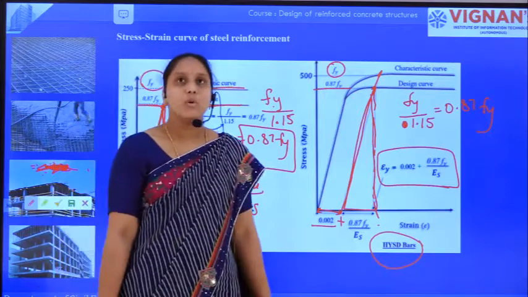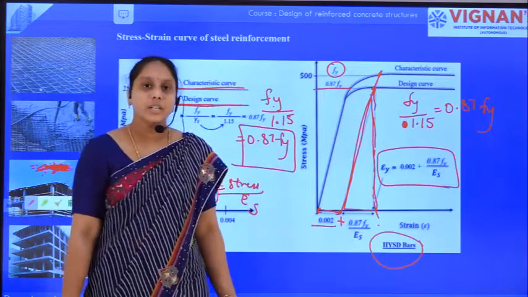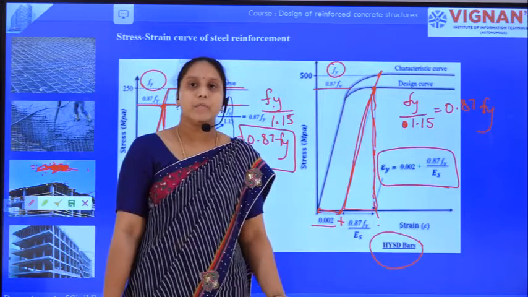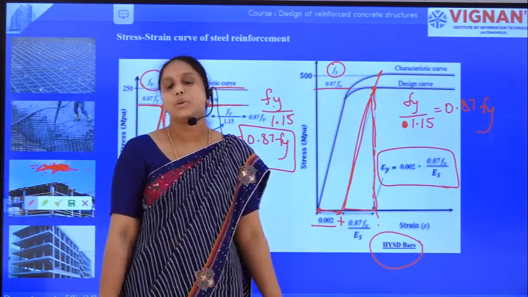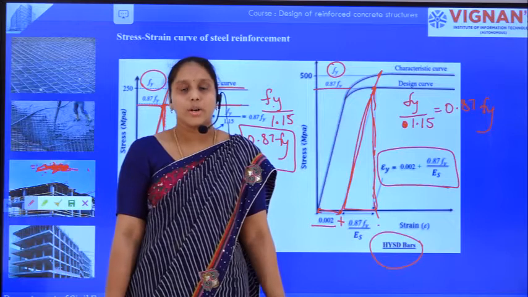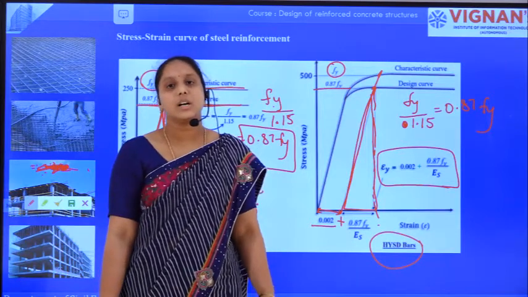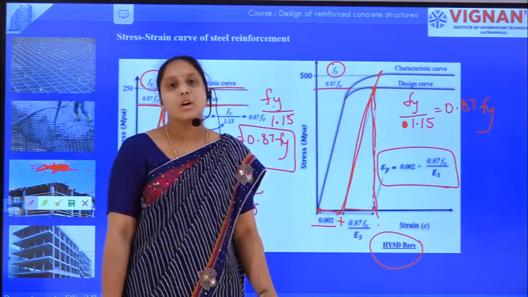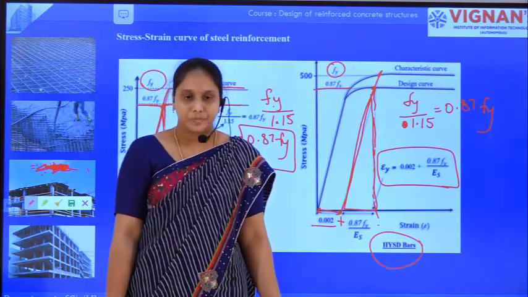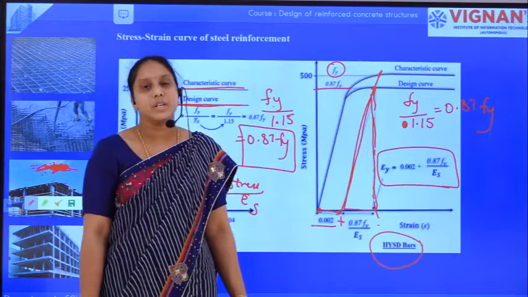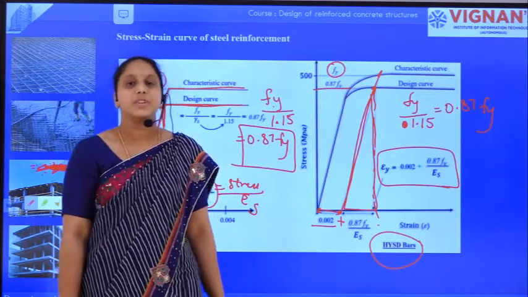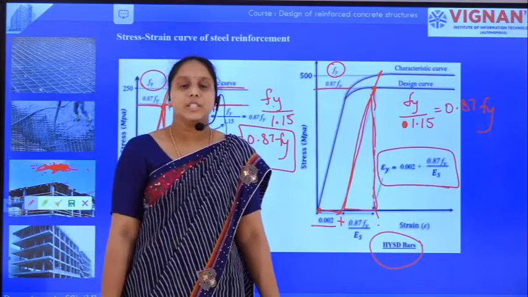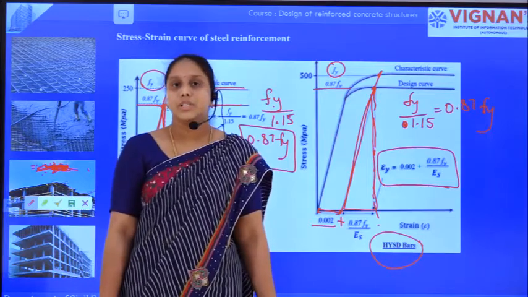So till now, we have discussed the limit state method and the basic terms and terminology which we are going to use in our further designs. All those basic terms and terminologies, and the stress strain curves for concrete and steel, are discussed in this particular lecture. In the next lecture we are going to discuss the assumptions of limit state method.